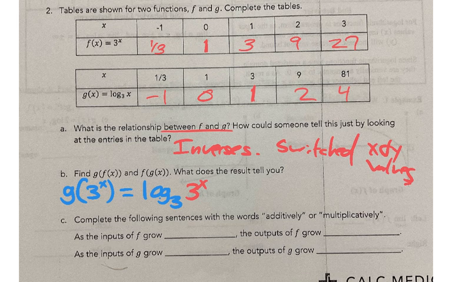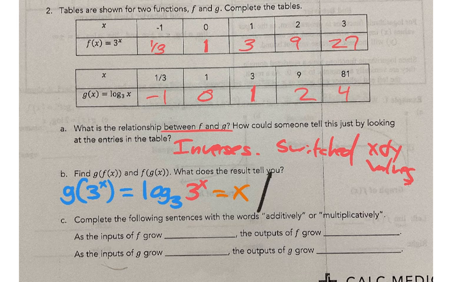So now what do I have? Log base 3 of 3 to the x. The base and the base here are the same, so I can move the x out front and multiply it. That becomes x times log base 3 of 3, which is just x. Everybody's okay with that? So now let's go the other direction.